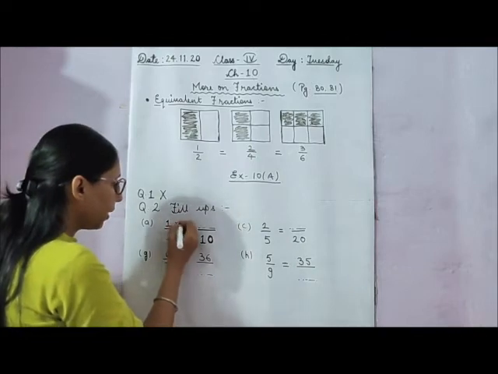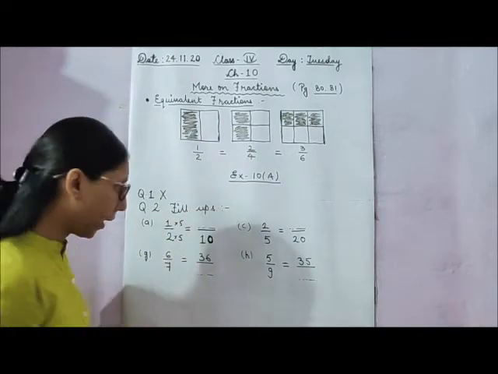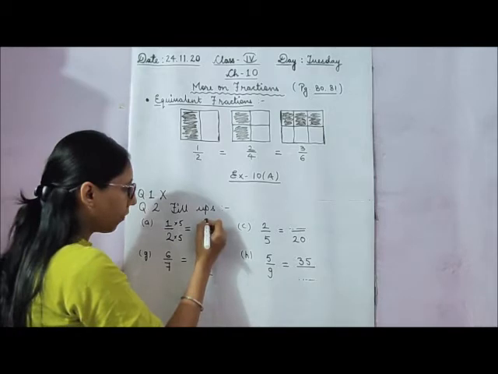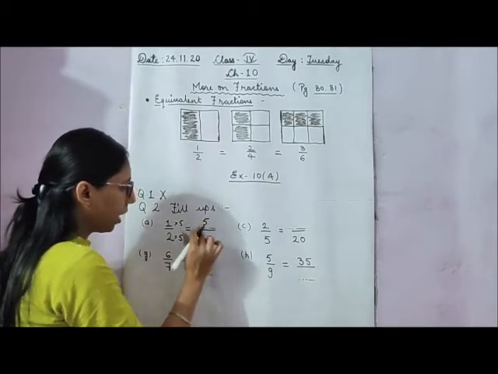So here in the numerator also, what will we multiply with? With 5. So 5 times 1 is 5. This 5 will be the answer.